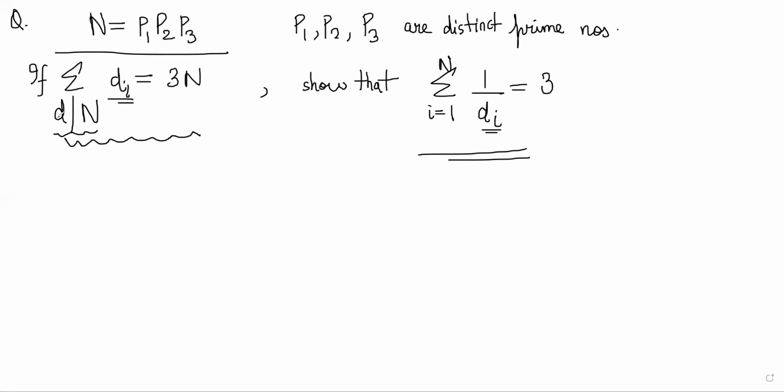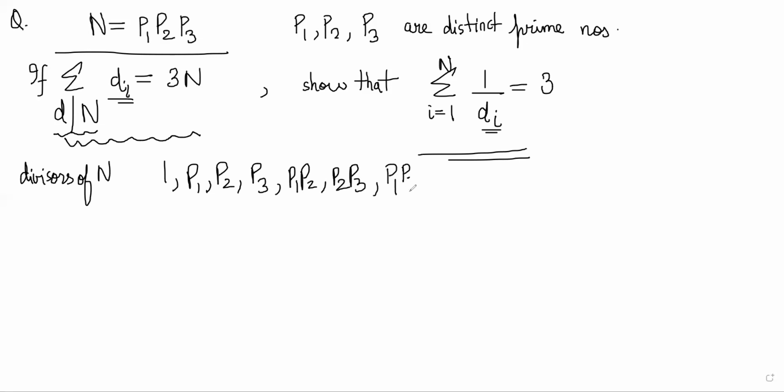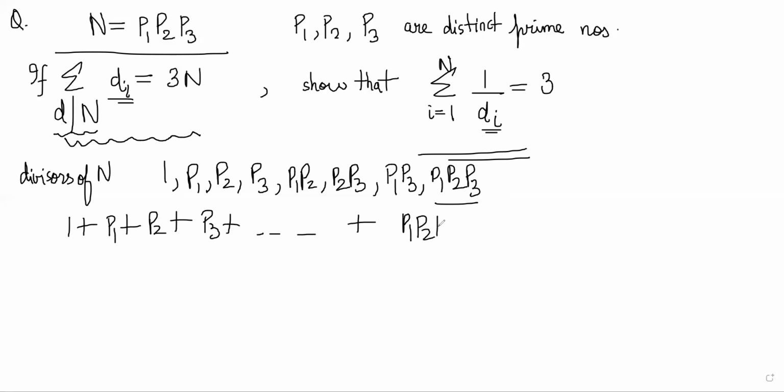So what are the divisors of N? 1, P1, P2, P3, P1 P2, P1 P3, P2 P3, and P1 P2 P3. The last one is N. So 1 plus P1 plus P2 plus P3, all the way till P1 P2 P3, is equal to 3N, right?